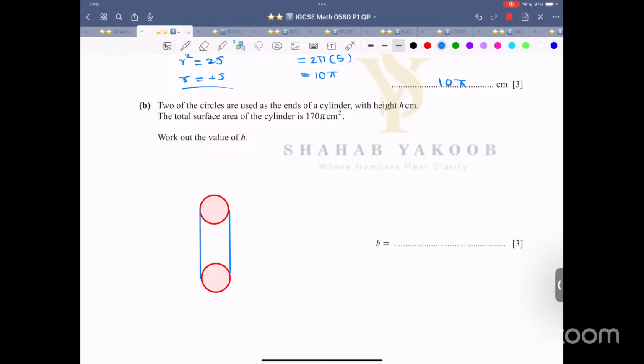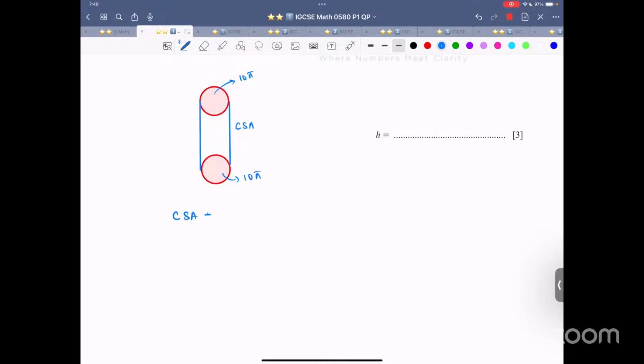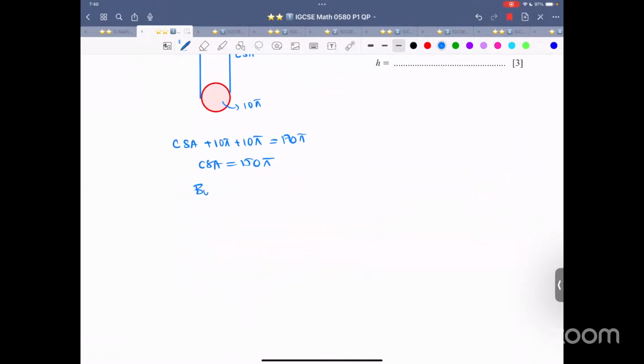And the total surface area is 170 pi. So now over here, this is 10 pi. This is 10 pi. This is curved surface area. All this thing adds up to 170. Therefore, curved surface area plus 10 pi is 170 pi. Curved surface area is 150 pi. I'm showing all the working. And we know that curved surface area is 2 pi RH. So 2 pi RH is equal to 150 pi.